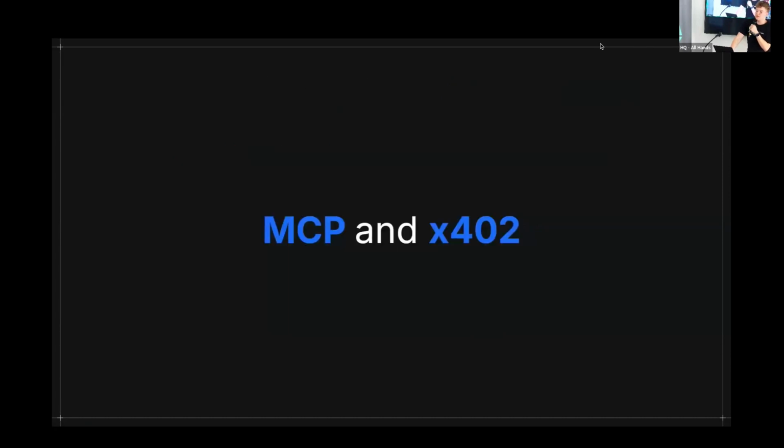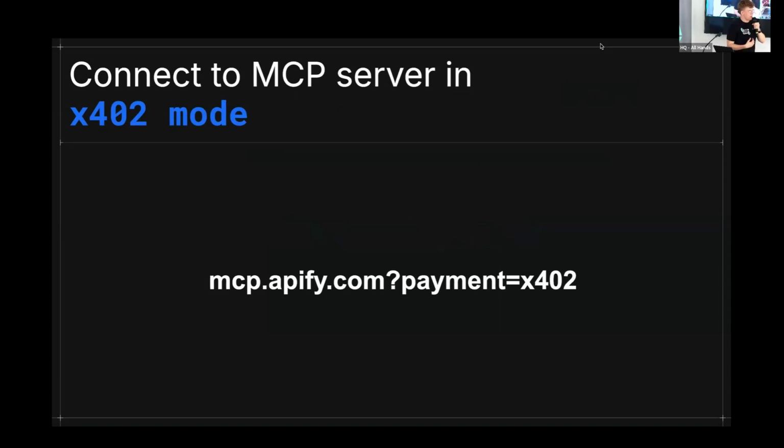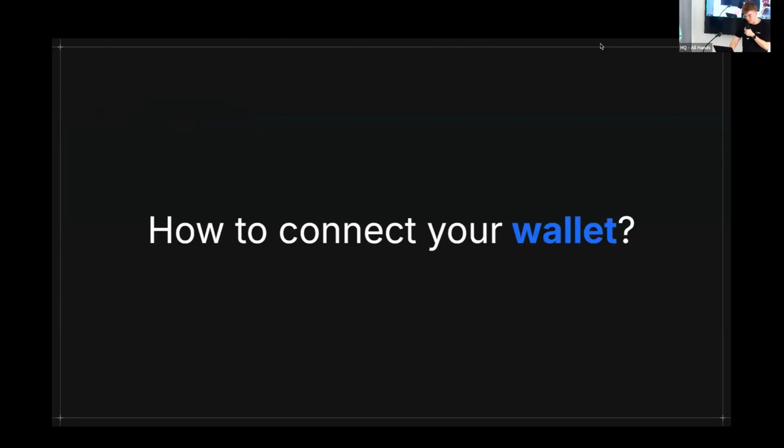To give you more detail on how to get X402 running on your MCP, or using X402 with some other MCP server. For example, in our case, it was pretty easy. We just added this argument, payment equals X402. So when you connect using this URL, our MCP won't request the OAuth flow. You won't be prompted to sign in in a browser, and it will just let you connect. And every paid tool call on our MCP server would ask for the X402 payment.